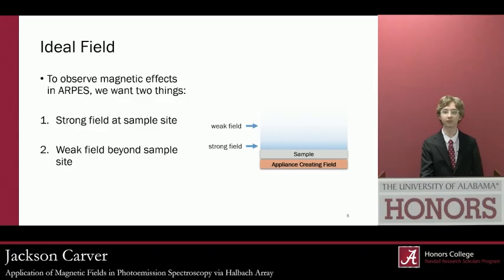To make this integration, we want two things. We want a field at the sample site strong enough to induce the desired effects in the sample, and we want that field to decay rapidly in space, so that at a short distance away from the sample, the field is relatively weak. This way, the photoelectron travels through a mostly weak field on its trip from the sample to the detector, experiencing minimal distortions to its trajectory.